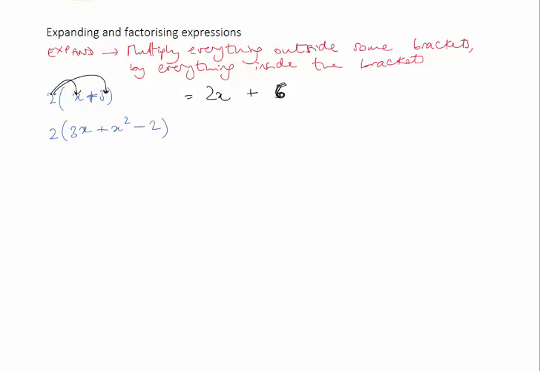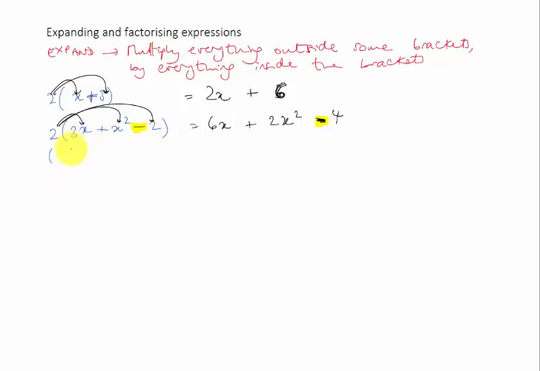And if we got something slightly more elaborate, like 2 times 3x plus x squared minus 2, it's just the same thing. So 2 times 3x gives us 6x. 2 times x squared gives us 2x squared. And 2 times minus 2 gives us minus 4. So that's an important point, that this minus sign remains. Don't forget that.